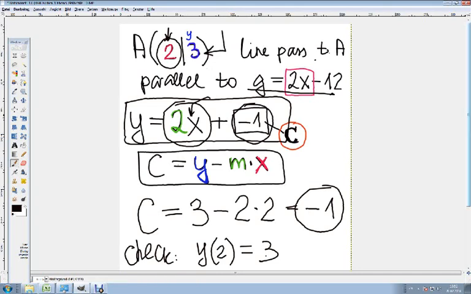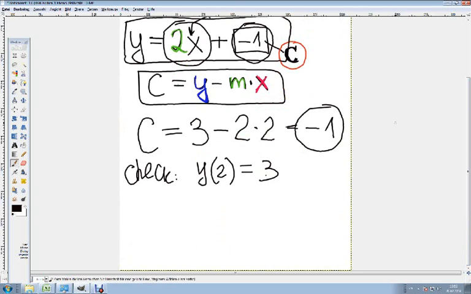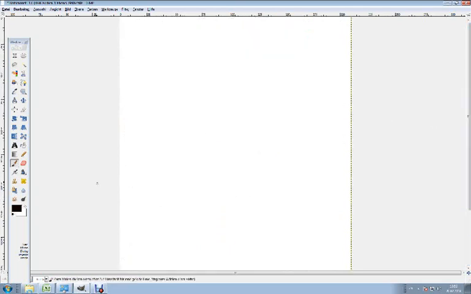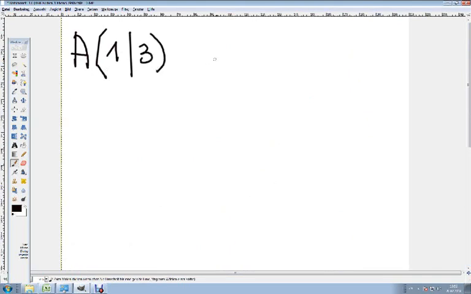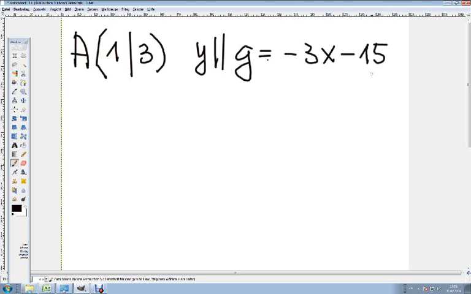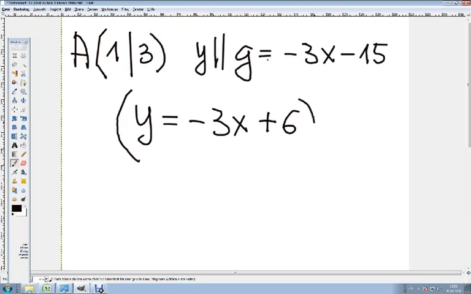If it's clear, I give you one or even two examples for self-working, like I've always done. Another point is given, 1 and 3, and the line y should be parallel to the line g with minus 3x minus 15. I would like you to notice this example. My answer here would be y equals minus 3x plus 6. It is my answer for you for later.